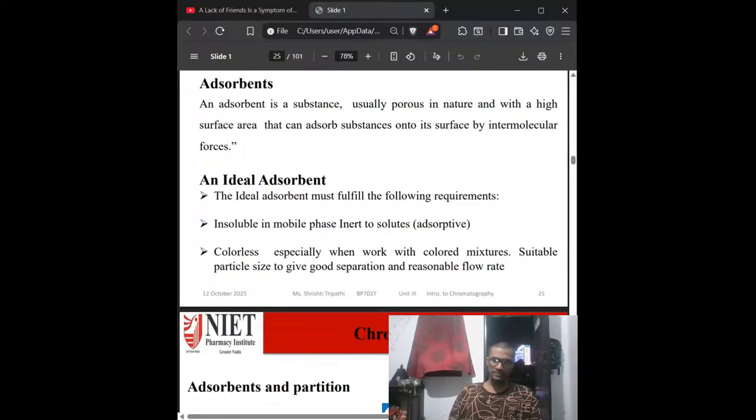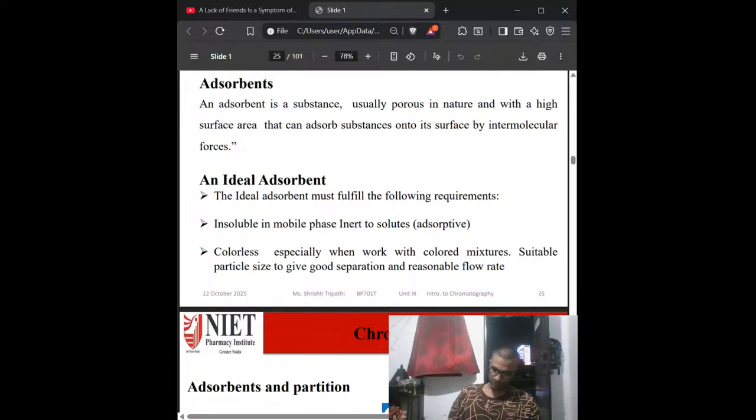It should be colorless, especially when working with a colored mixture. So the stationary phase should be colorless because we will be working with a colored mixture.